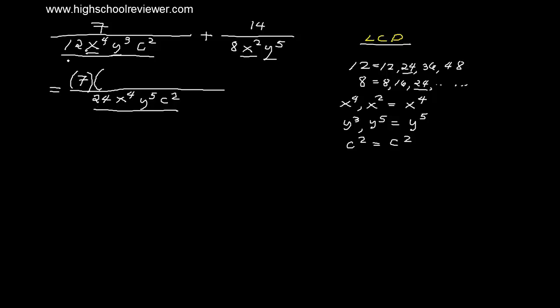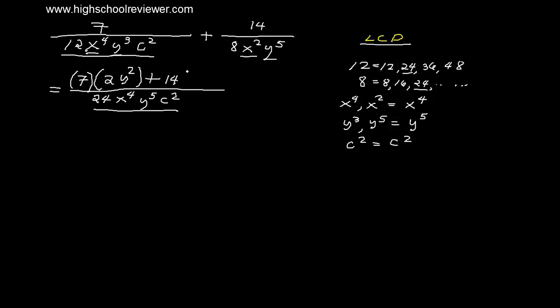So 24 divided by 12, that is 2. X raised to the 4th divided by x raised to the 4th is equal to 1. Y raised to 5 divided by y raised to 3 is y raised to the power of 2; we just subtract the exponents. C raised to the power of 2 divided by c raised to the power of 2 is equal to 1. And then we will have plus 14.